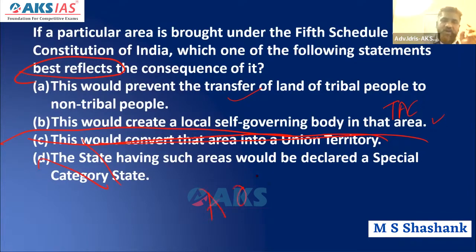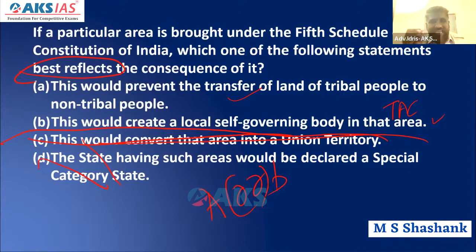A or B. Sir, why sir? See, the most important item. So a particular area brought under the 5th Schedule according to the Constitution. Which one of the following statements best reflects the consequence? The consequence is that that area gets a Tribal Advisory Council. The President declares a scheduled area. The Governor will have a role. And the Tribal Advisory Council has a bigger role in administration, policy making, particularly policy making of that area.